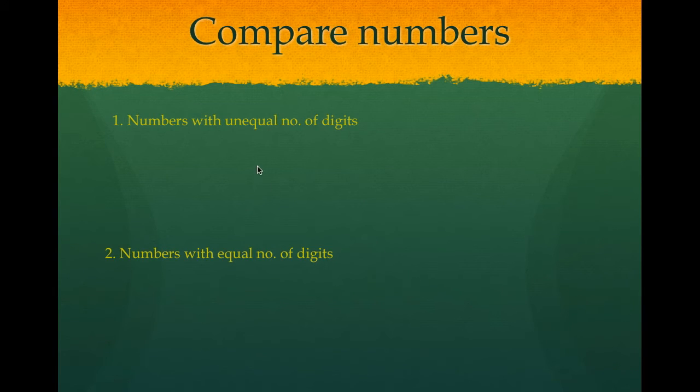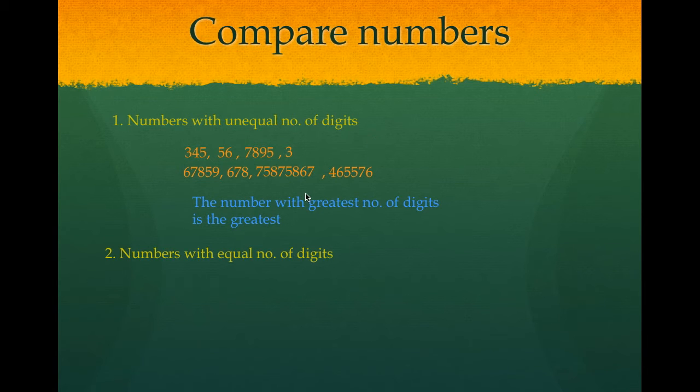First, where the number of digits in the numbers being compared are not equal. For example, in this set of numbers, we have an unequal number of digits and we can say that 7895 is the greatest number here. If we take another example, we can say that this number is the greatest number here. So we can see that in this case, the number with the highest number of digits is the greatest number and the number with the lowest number of digits is the smallest number.